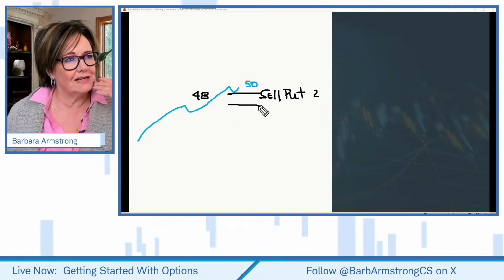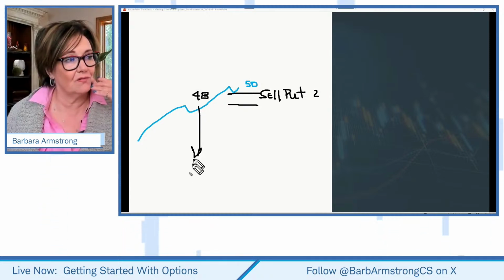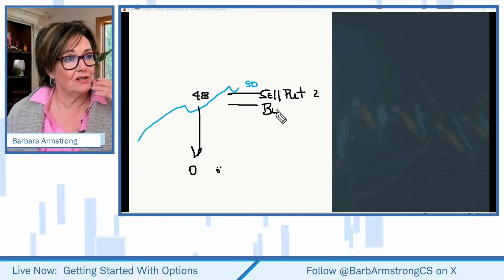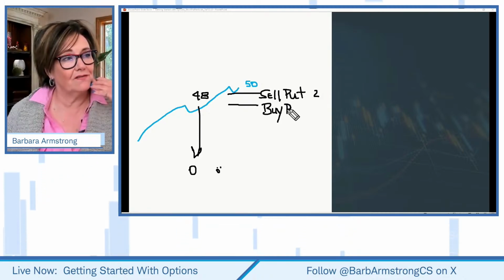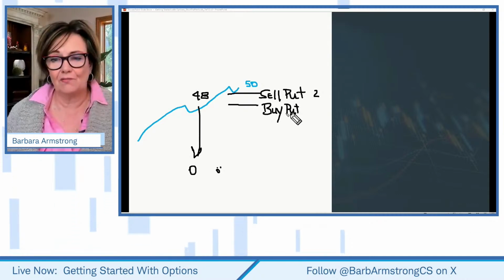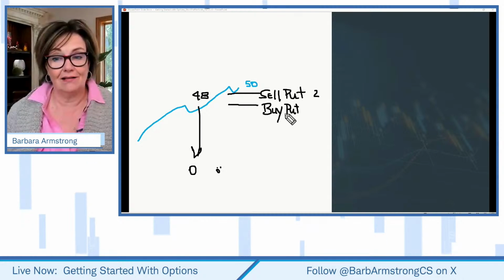So to protect ourselves to the downside, our risk is $4,800, because what if the stock went all the way to zero? Now, it may not be likely to go all the way to zero, but technically that's what your risk would be, if the stock were put to you and went to zero. So to define your risk, you buy a put. And what does it mean when you buy a put? When you buy a put, it gives you the right to sell.